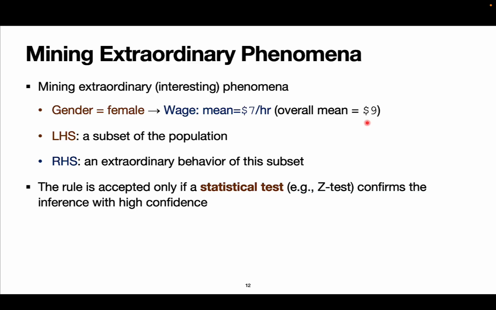However, we still need a form of statistical confirmation, so we only accept this rule if a statistical test like a z-test confirms the inference with high confidence. Otherwise, the observed difference might just be random noise rather than a meaningful pattern.